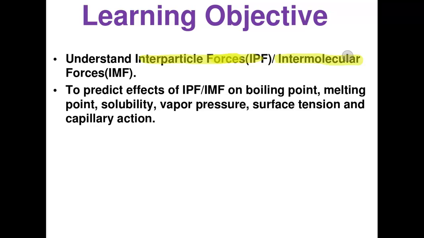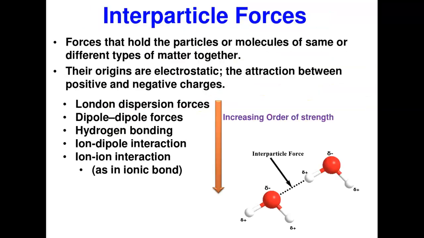Now, secondly, we're going to predict how these interparticle or intermolecular forces will affect some important physical properties, and those physical properties that we'll be looking at will be boiling point, melting point, solubility, vapor pressure, surface tension, and capillary action. So we're going to use our understanding of this to make predictions and see when we have 2 or 3 molecules, we can say, okay, this molecule will have a higher boiling point than the other molecule. This is going to be more soluble than the other molecule.